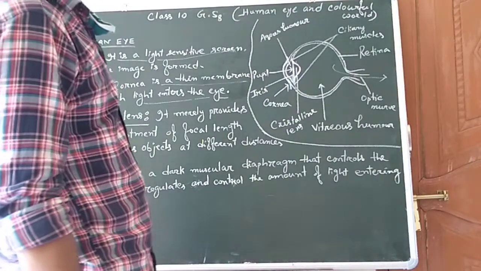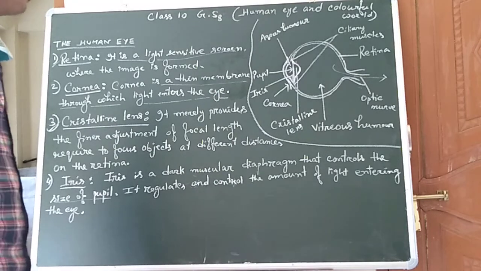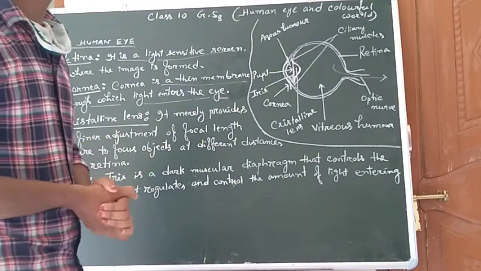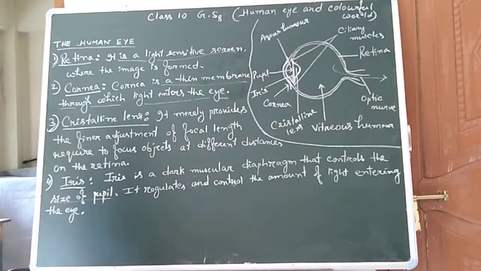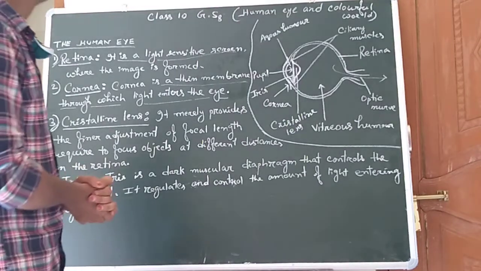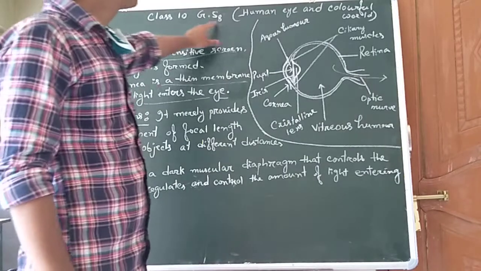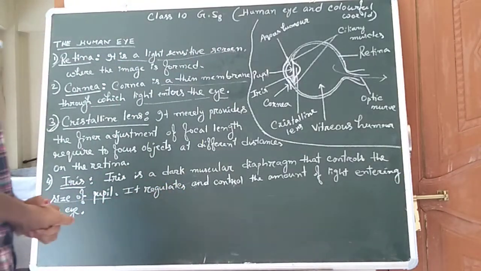Students, we have discussed our chapter 10, light, about how images are formed, about erect image, inverted image, virtual image, real image. Now we are going to study our next chapter, chapter 11, general science, video number 8, human eye and colorful world.